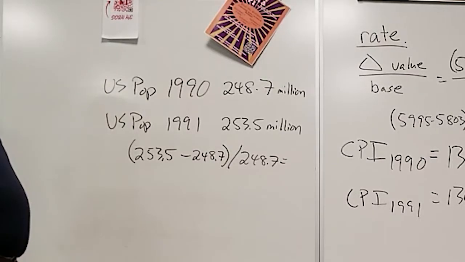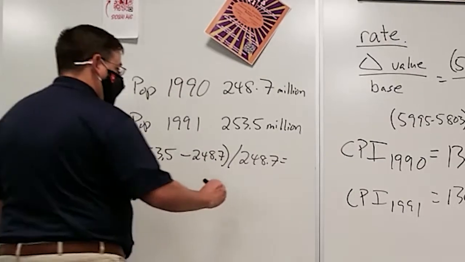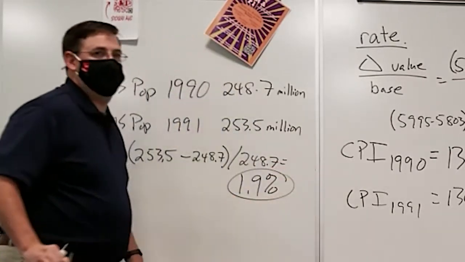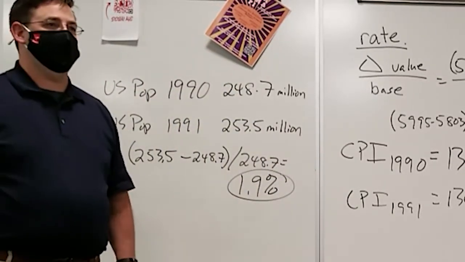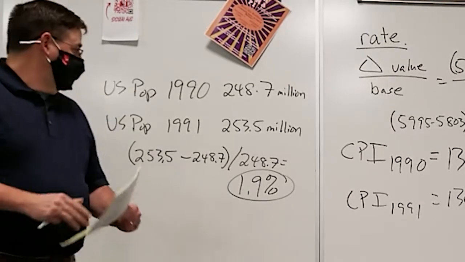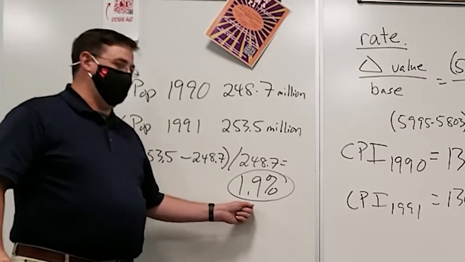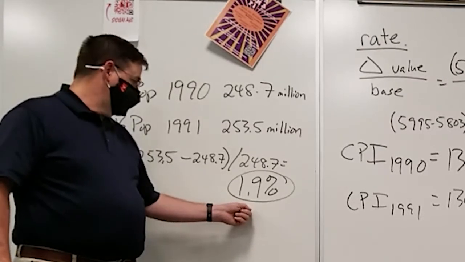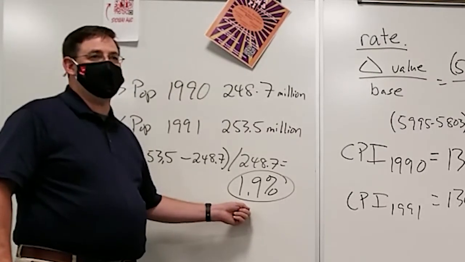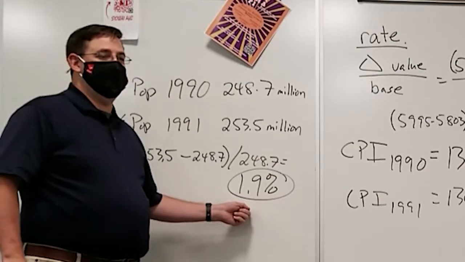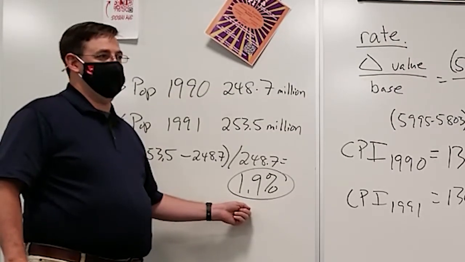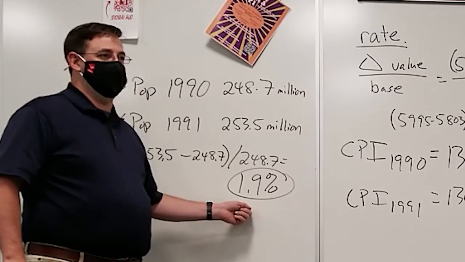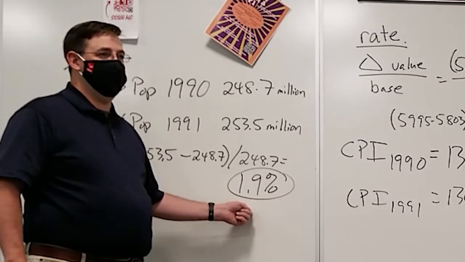1.9. 1.9 is what I got. Yeah. So that's 1.9%. What does that number mean? The population grew by 1.9% that year. Does that mean that for every 100 people there were 2 new babies? That would be a lot of babies, right? If 1 out of every 50 women you knew had a baby in a year, that would be a lot of babies.